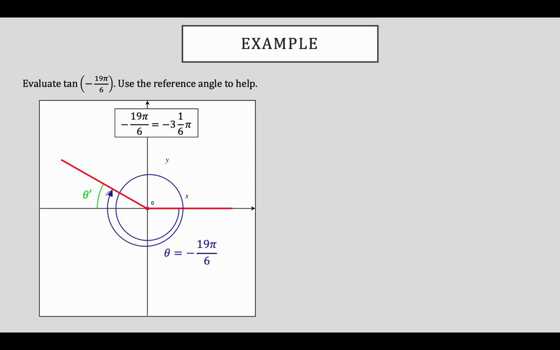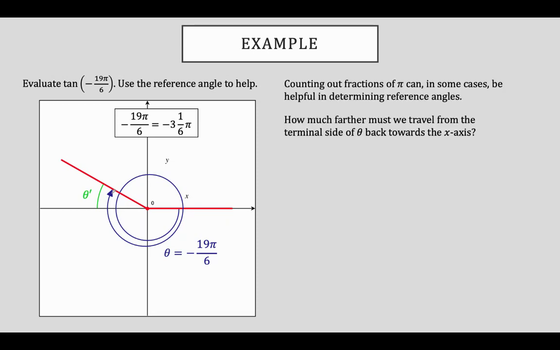Well, in this case, how can we find theta prime pretty easily? Well, how much farther did we have to go beyond negative 3 pi? We had to tack on another pi over 6. Therefore, our reference angle is going to be pi over 6. Remember that reference angles are acute angles. They're between 0 and pi over 2 radians, so they're always going to be positive.